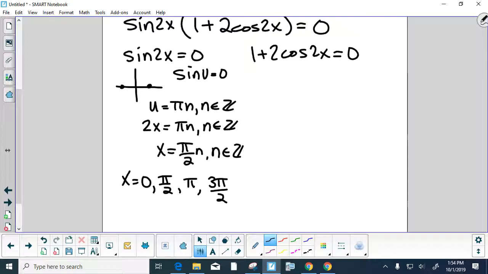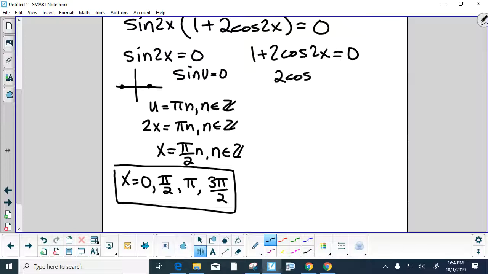Now, what do we know about the u-verse? I have how many solutions here? 2. So I should have how many in the x-verse? Double that, right? So this is 4. That's the first side. And now I have to see this side.